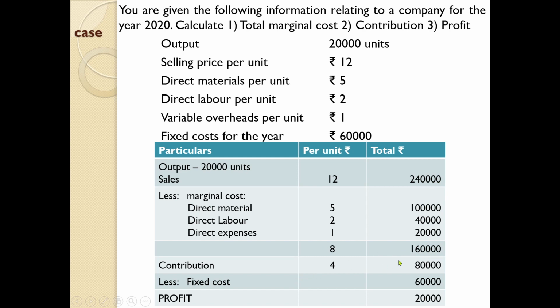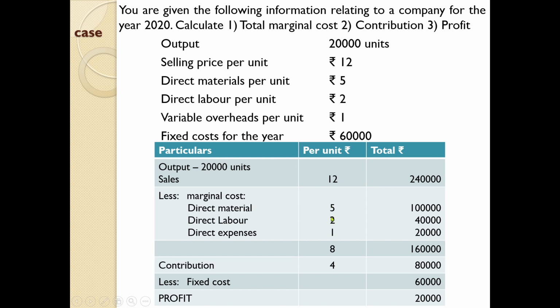If we deduct 1,60,000 from 2,40,000, you will get 80,000. And per unit, if you deduct 8 from 12, you will get contribution per unit, 4. If you multiply 4 with 20,000, you will get the same amount, 80,000. And finally, if you deduct fixed cost 60,000, you will get profit. So, this is just a pattern of a marginal cost statement. This is how you have to prepare it, and remember to prepare the per unit statement as well as the total cost.